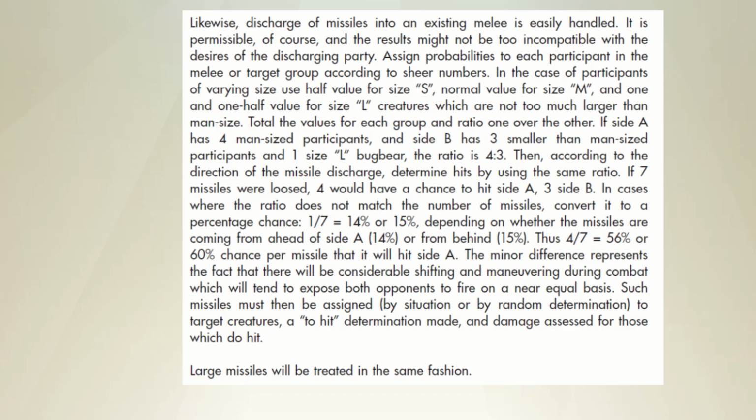One of the examples they have in the book is if there's 4 missiles, 4 out of 7, instead of 57.1, you take 4 times 14 or 15 based on the directions to be either 56 or 60. You roll to see which side they hit. Then you roll to see which individual on the side that they hit. Then you roll to hit, and then you roll damage. And then you resolve the missile fire.